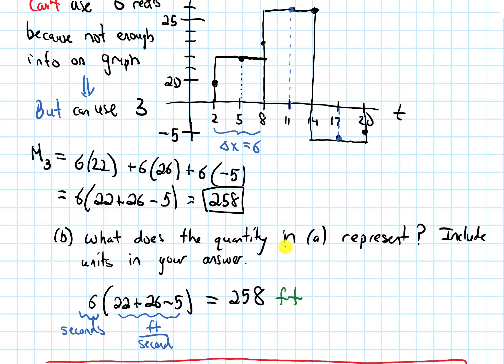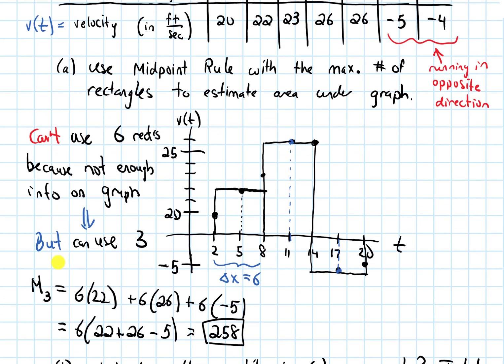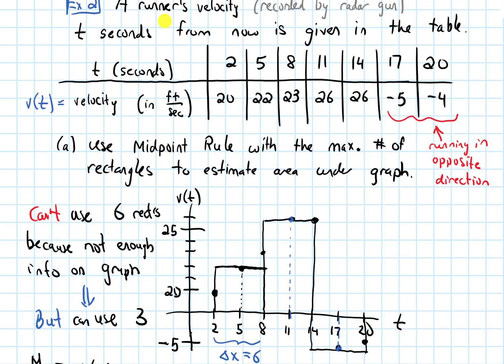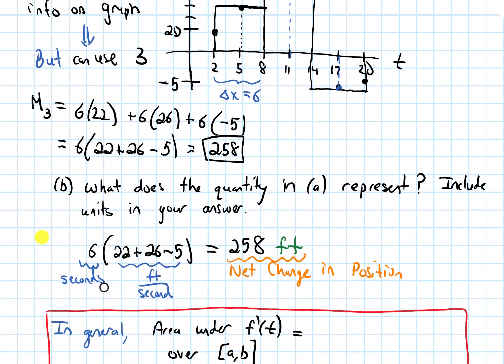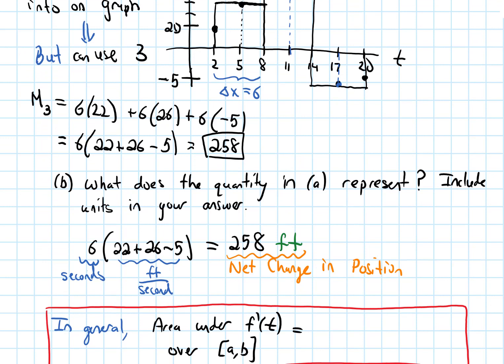So let's think about what that could mean here in the context of, well, this person is moving, they're a runner, they're moving, we have these velocities. It turns out that the 258 feet represents the net change in their position. So the change in what was their position initially to the position when the time interval ended. Okay. All right, so I'm going to box this. And then I'm going to state the general result.